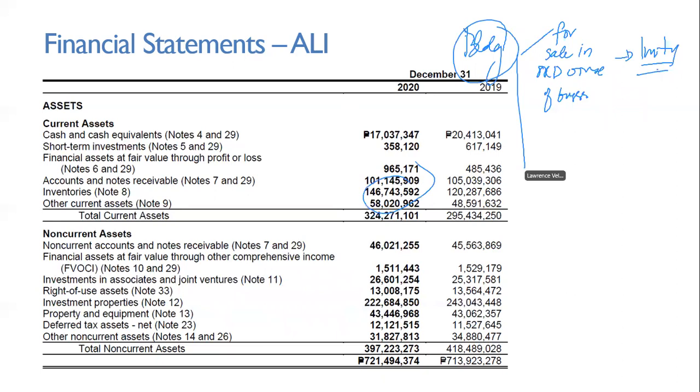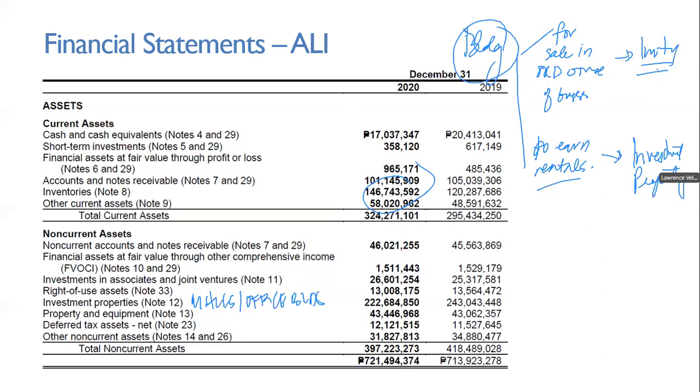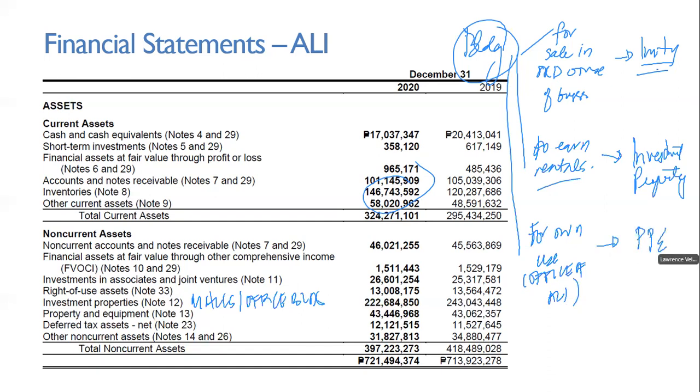If that building is being utilized to earn rentals, and therefore Ali is the lessor, which is the nature of malls and office buildings, then that building should be classified under investment property. Okay? Paano kung yung building, it is for own use? For example, office of Ali. Then that building will be property, plant, and equipment.